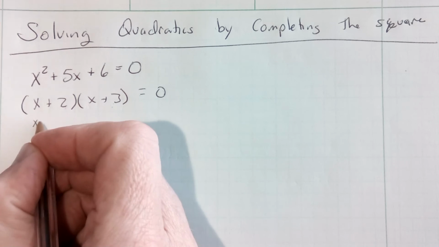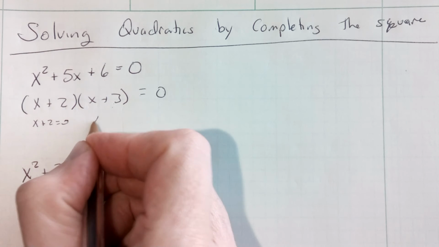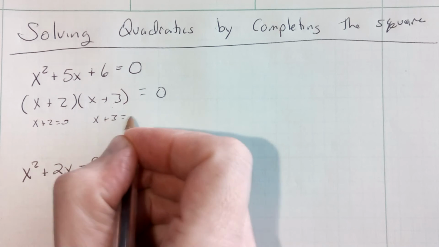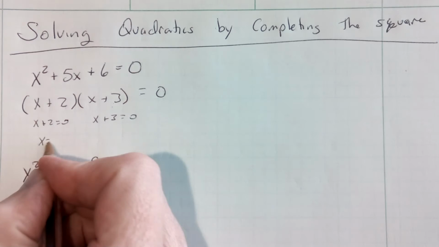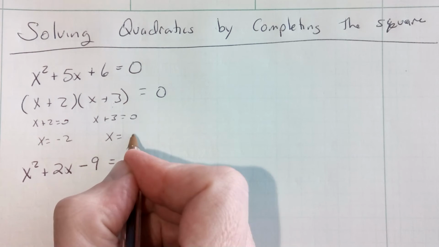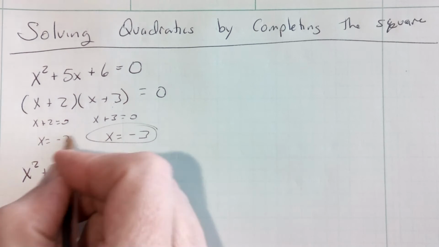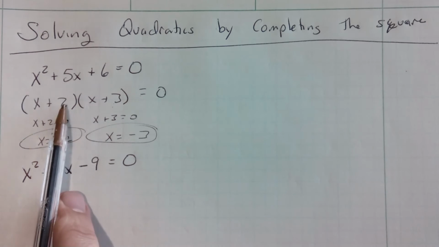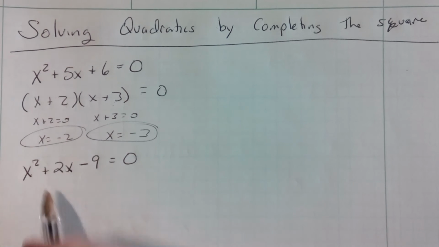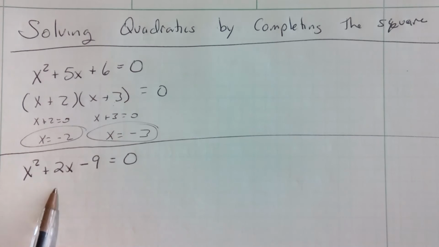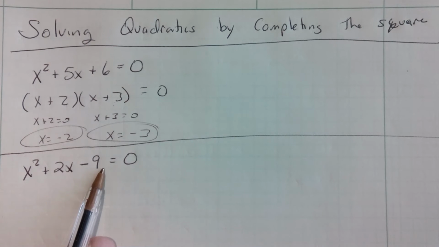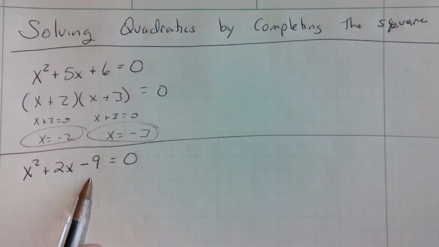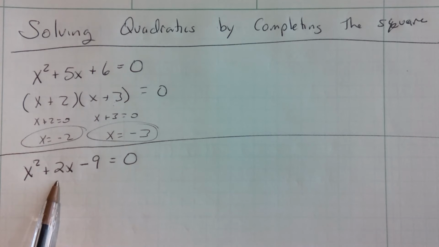Each factor must be set equal to 0 because we want the product to be 0, right? So x will either equal -2 or x will equal -3. So we get those two solutions from the factored form. But the problem is obviously quadratics don't always factor nicely. In other words, this one, -9, there's not two integers that multiply to give you -9 that add to give you a +2, right? That doesn't work. So we need to do a different process.